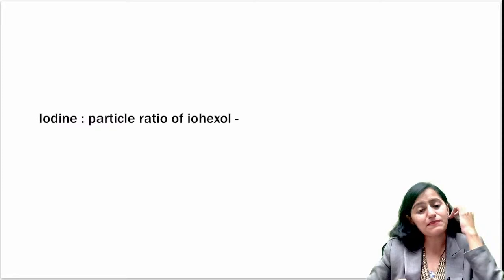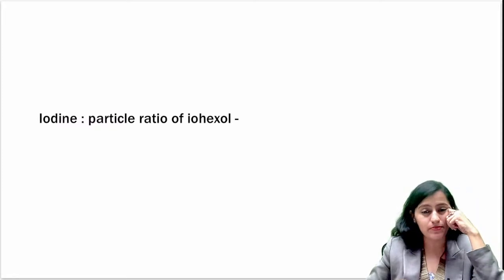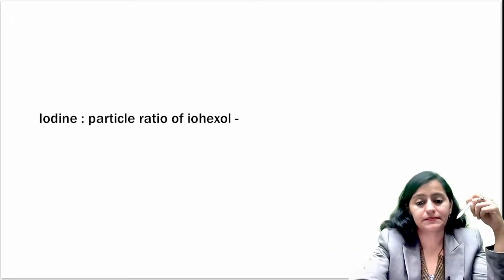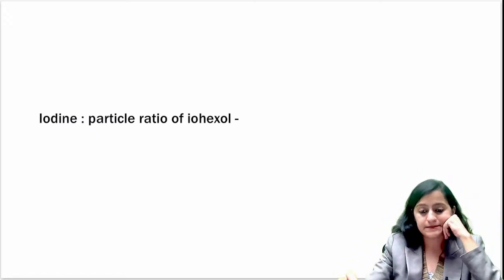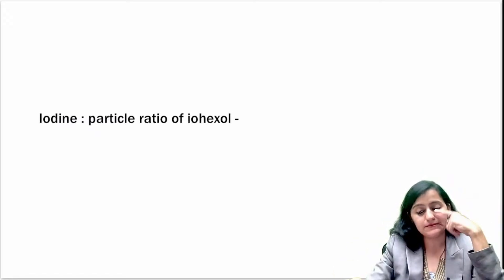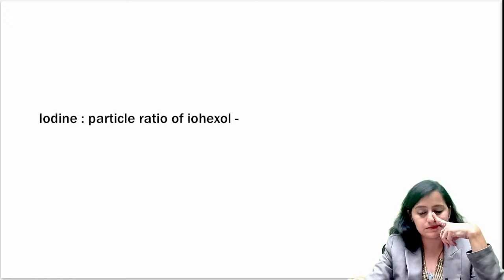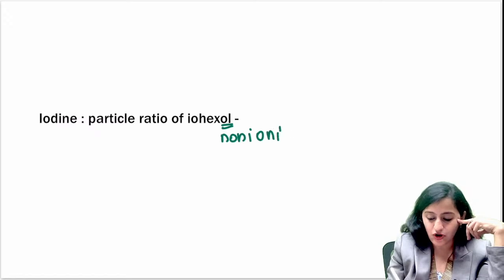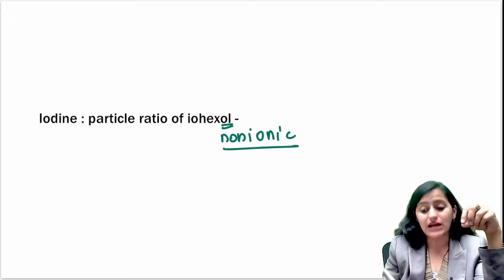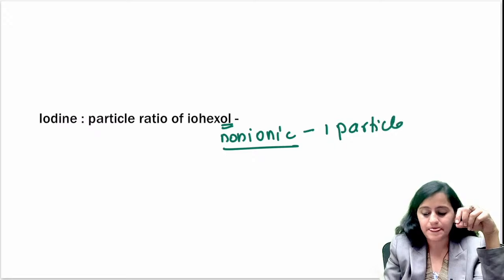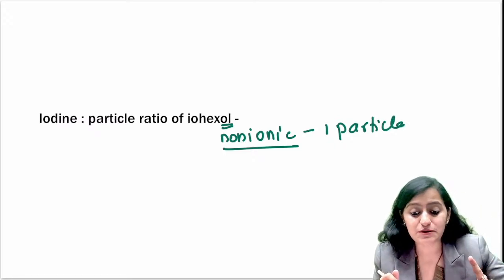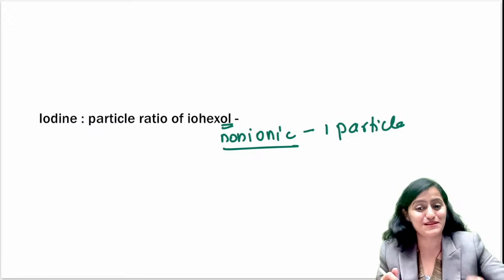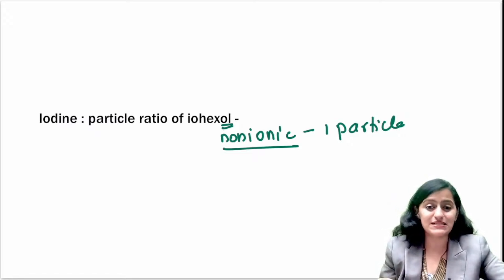What is the iodine particle ratio for iohexol, which is the most common iodinated contrast medium? What is the iodine particle ratio of iohexol? 3:2 or 3:1? See, iohexol again is non-ionic. When I say non-ionic, it gives one particle, right? So, it's not going to be two particles. It is going to be one particle. Everybody else is clear. Please watch that video of contrast media to understand the tricks in detail.